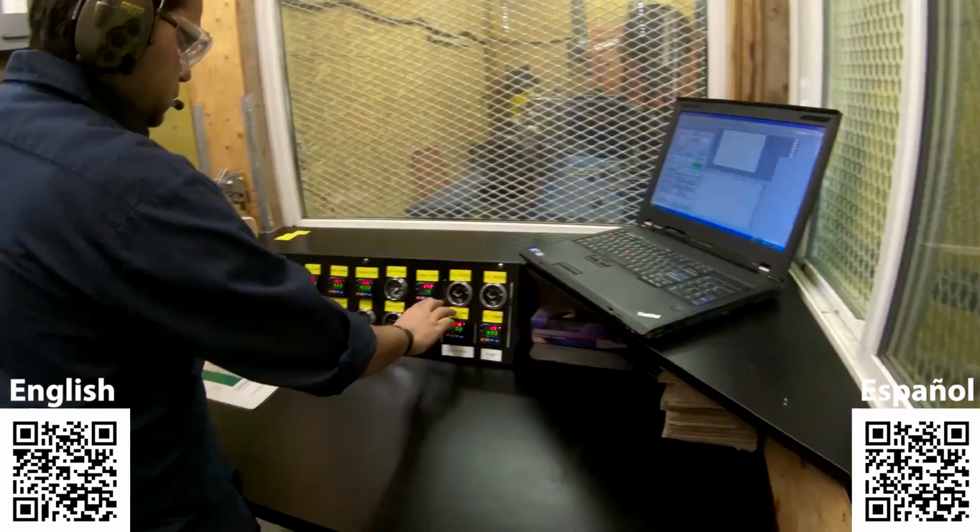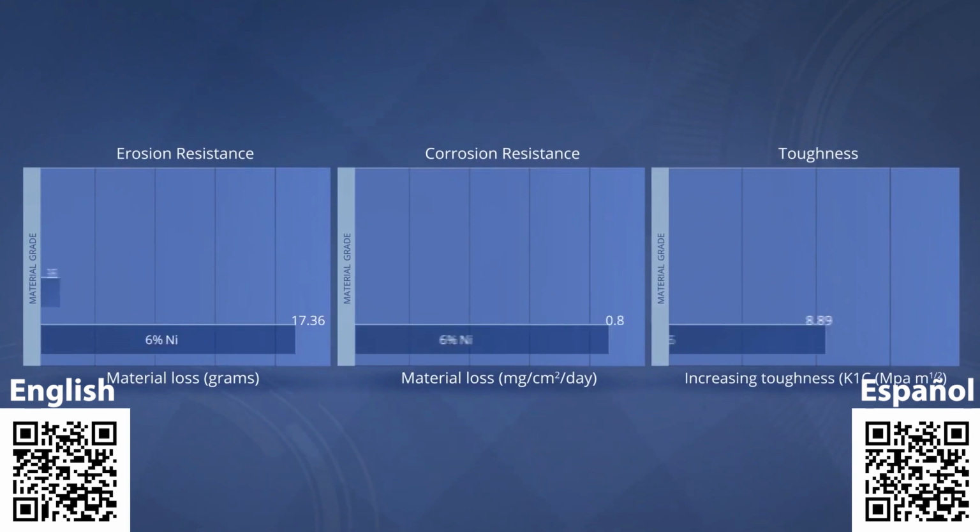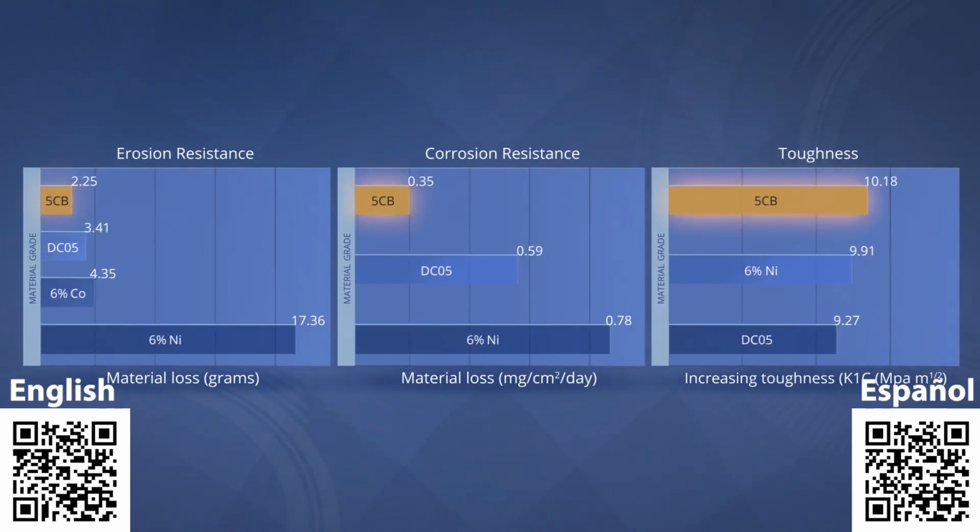In the tests conducted using the Masterflow erosion loop and several third-party labs, the trims made out of 5CB, a premium-grade tungsten carbide, demonstrated the highest erosion and corrosion resistance as well as toughness.